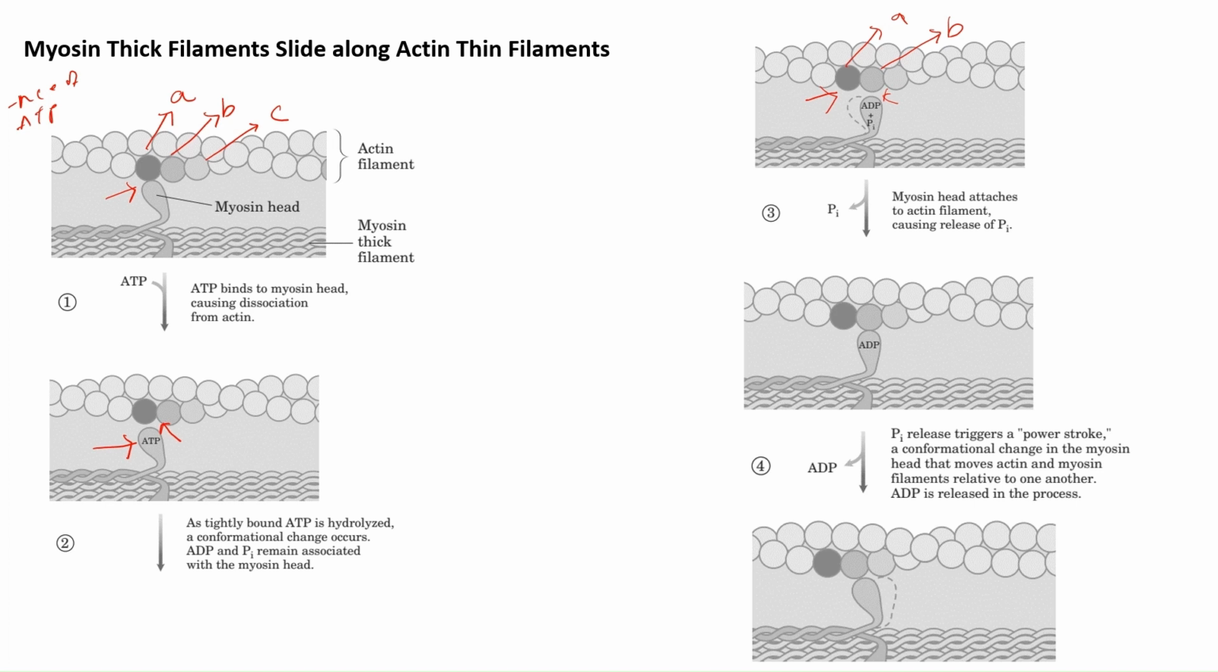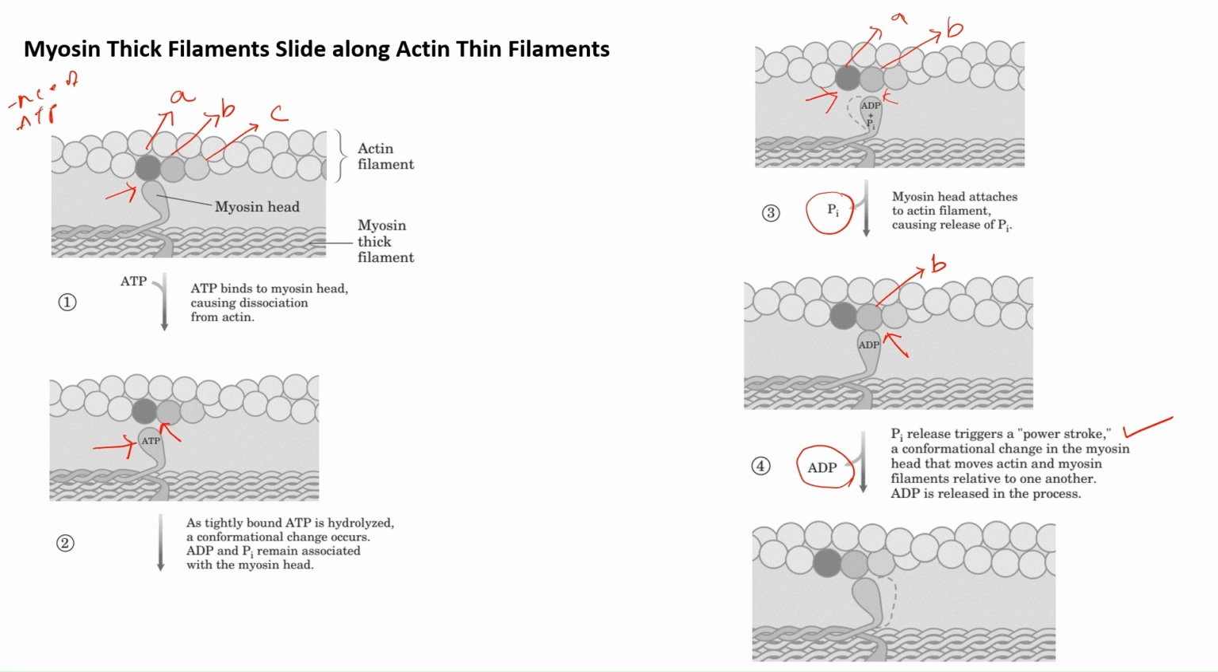Now the next step will be the release of Pi. As soon as the Pi gets released, one more conformational change will occur in the myosin head. Now you can see in the next diagram, the actin and myosin are tightly bound. After that, what will happen? The ADP will also release. As soon as the ADP releases, it will trigger a power stroke.